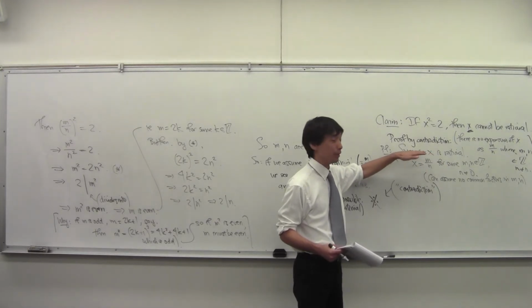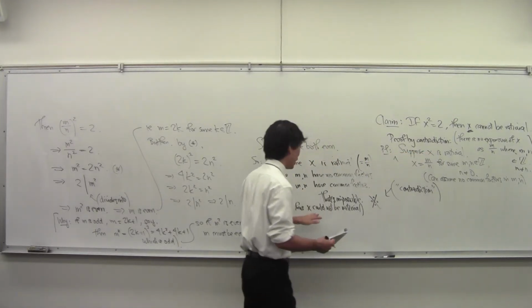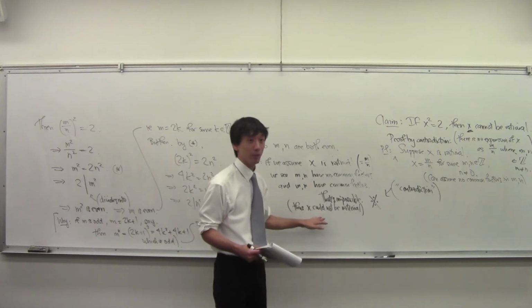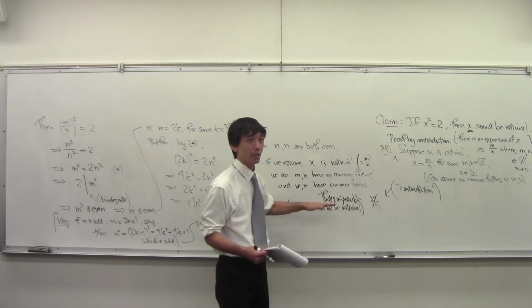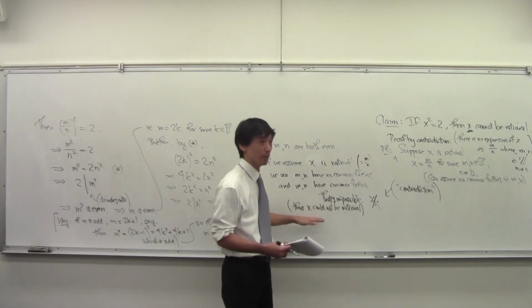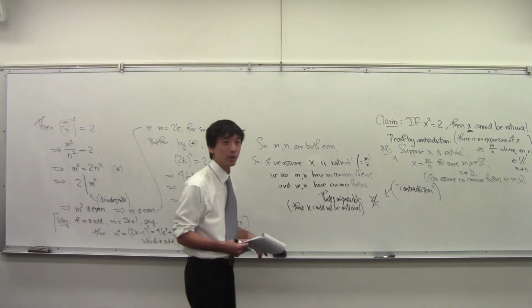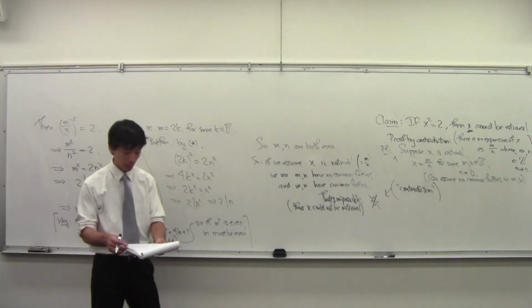That must mean that our initial assumption was wrong. So x could not have been a rational number. Assuming x was rational led to craziness. So x could not be rational. End of proof. Okay. So that's how you do a proof by contradiction.